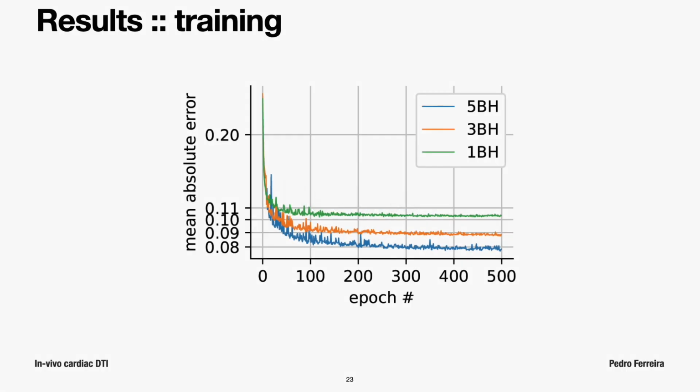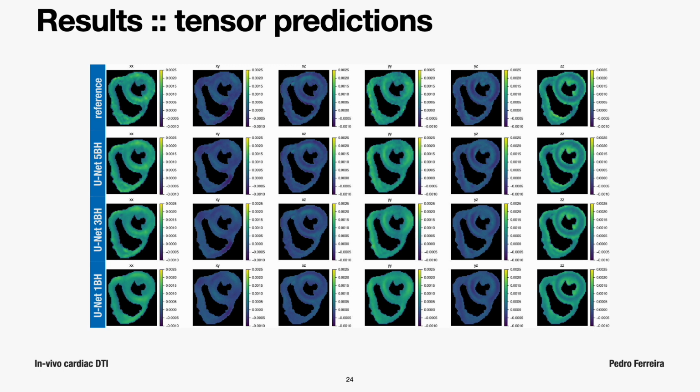The loss functions plateaued at around 400 epochs. The network weights were set to update only if the validation loss function improved from previous epochs. Here we show an example of the reference and the respective predicted U-Net tensor components for 5, 3 and 1 breath-hold worth of data. An increase in smoothing is visible as the number of breath-holds decrease.